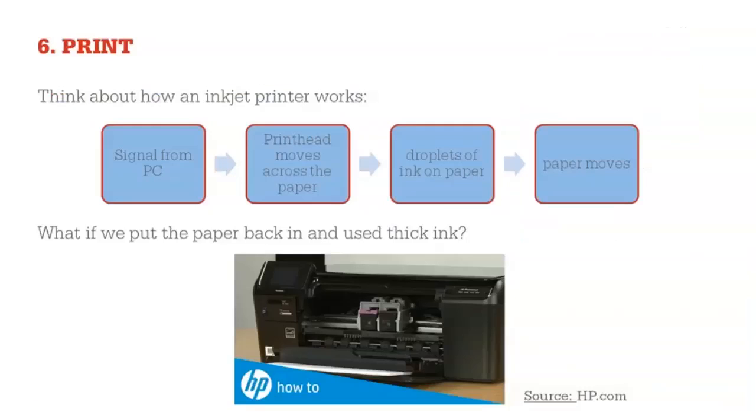So if you think about how an inkjet printer works, most people have seen inkjet printers. A signal gets sent from the PC. That signal then tells the print head on our printer to move across the paper, deposit droplets of ink onto our paper, and then the paper moves around so that we get writing or a picture. If we put that piece of paper back through the printer, had a slightly thicker ink, and we kept on running that printer over and over, eventually we have tall letters or 3D shaped letters.